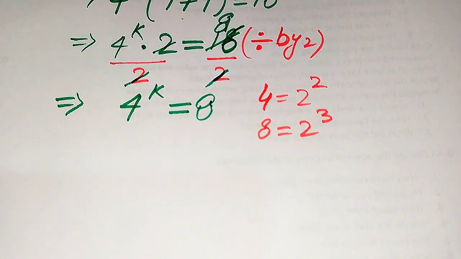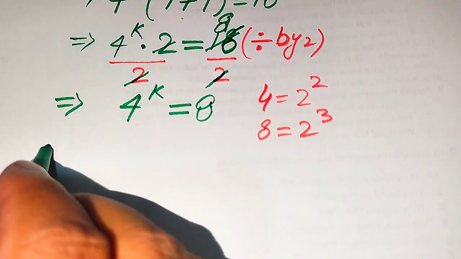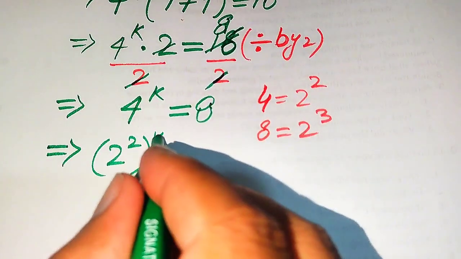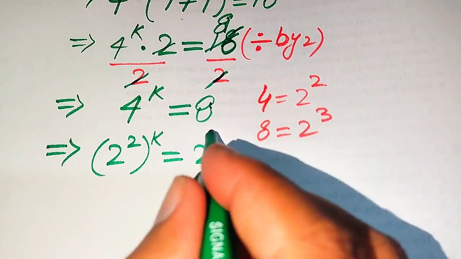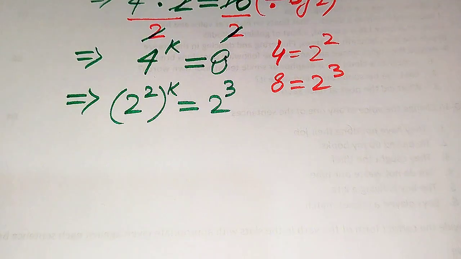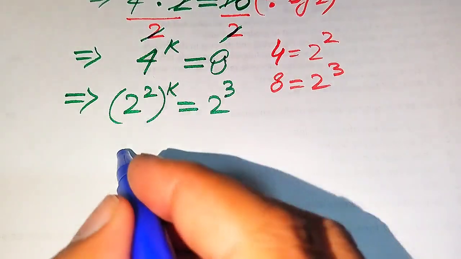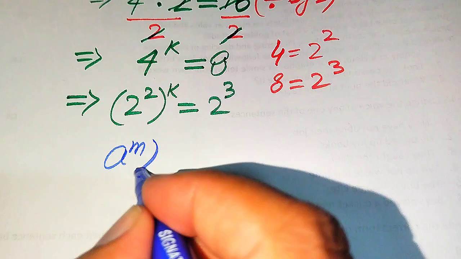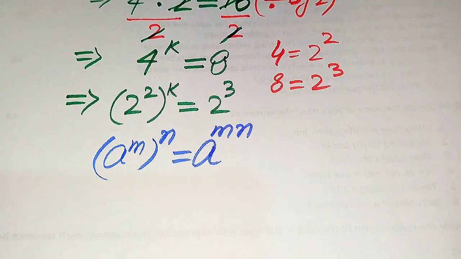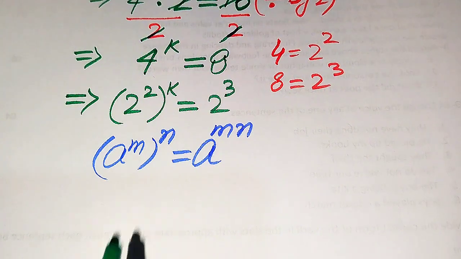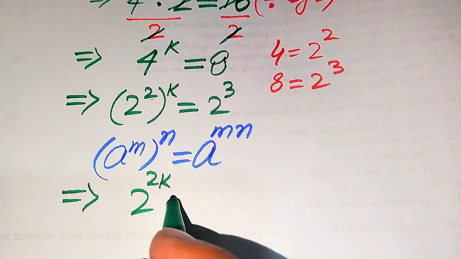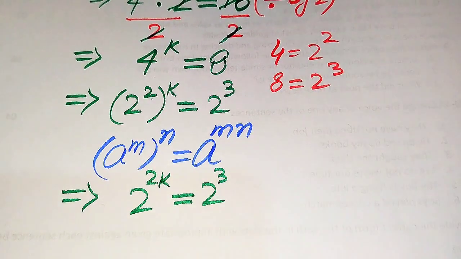So here we replace these two values in this equation, and we write 4 as 2 square and its whole power k, and we write 8 as 2 cubed. So further in the next step, in the left hand side we use the exponential law. You know that if we have a to the power of m to the power of n, it is equals to a to the power of m multiplied by n. So according to this rule, we multiply these two exponents, and it will be written as 2 to the power of 2k is equals to 2 to the power of 3.